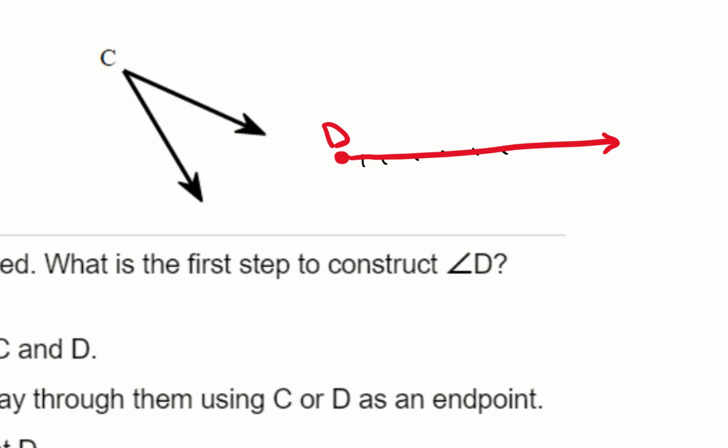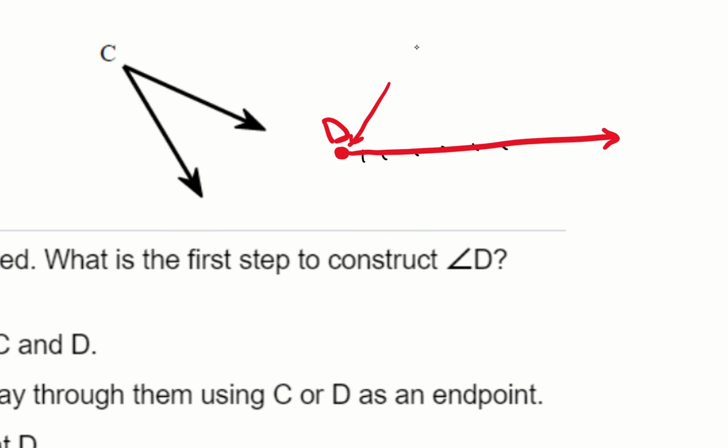Then you would use your compass. So let's pretend that this is my compass, and I would use that compass to draw an arc like this. Well, I would draw it on here first. So I would use the compass and draw an arc that goes through this. And then we'll label that A and B or something like that.